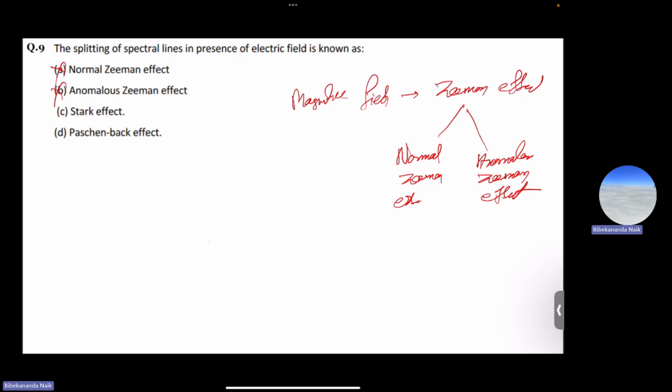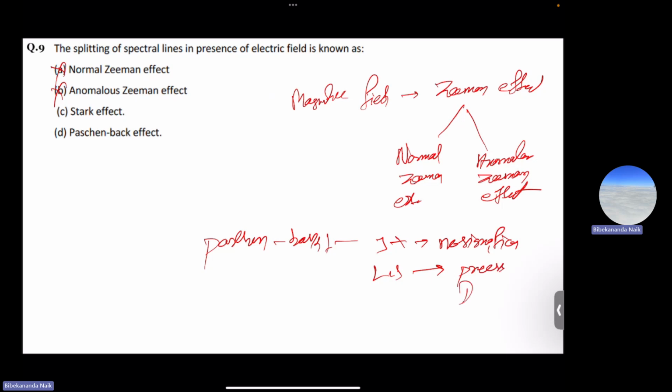And if you talk about Paschen-Back effect, what is Paschen-Back effect? So when the magnetic field is too strong, then the coupling between L and S is broken. Then J has no significance in that case, because L and S precess independently around B. So in that case, that effect is called the Paschen-Back effect.